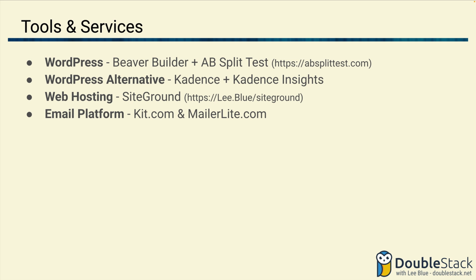For email, I use Kit right now. I sometimes will use MailerLite. Both of them are great platforms. I find that Kit is a little bit better for myself, for the DoubleStack content that I send out. For local business clients, I might use MailerLite. It's a little bit less expensive, but anyway, I've got clients on both. I use both. I think they're great. If I had to choose only one, I would go with Kit, but both are awesome.